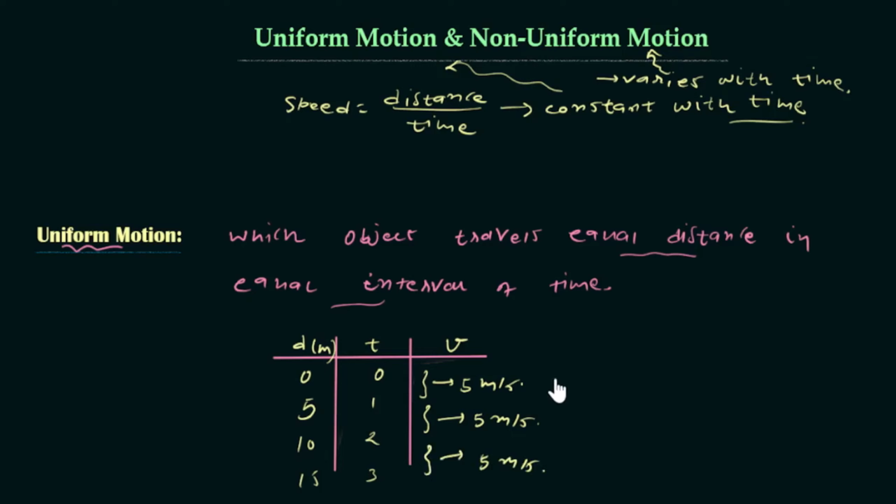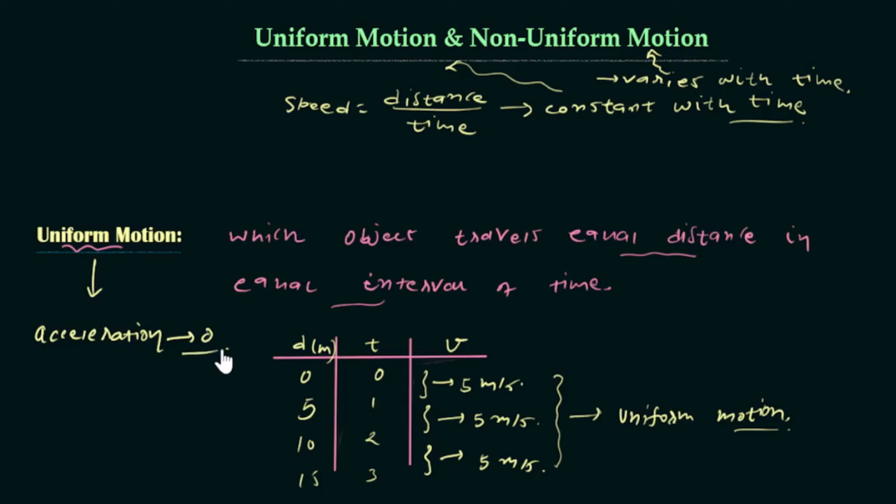Here you can see that in each interval of time the speed remains constant. In such cases the motion is known as uniform motion. Basically, in uniform motion the speed remains constant. That's all for the uniform motion. Also you have to remember that in uniform motion the acceleration becomes zero.